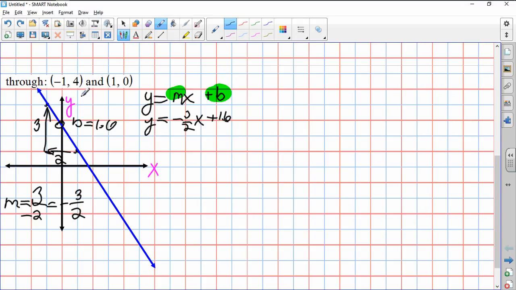As you can see, by making the graph, you turn this problem into example number 1. Very simple. So if they give you 2 points, go ahead and graph them. Draw a line, find the y-intercept, and find the slope using any 2 points you want, and that'll be the answer. So my answer is y is equal to -3/2 x plus 1.6.